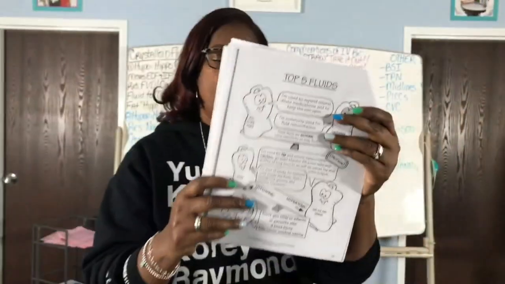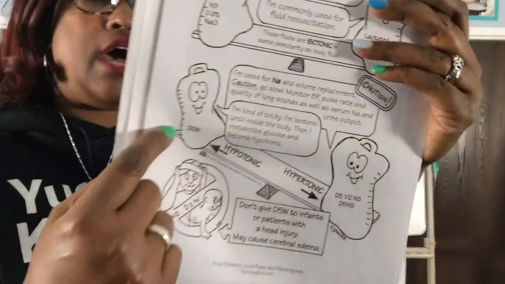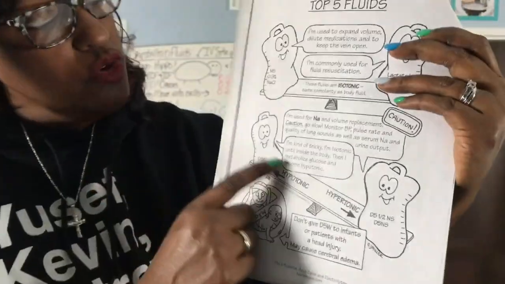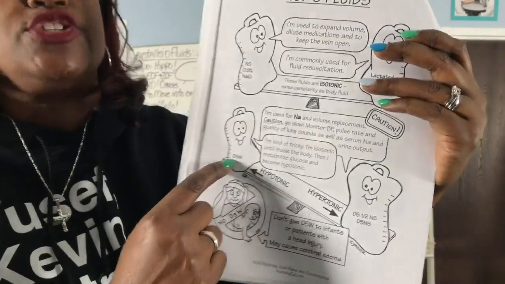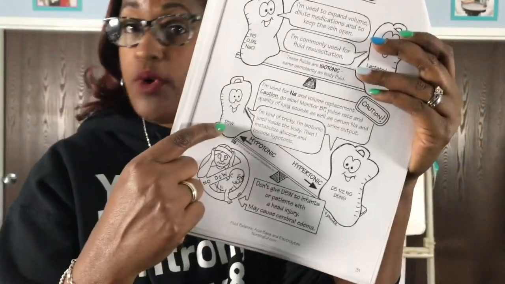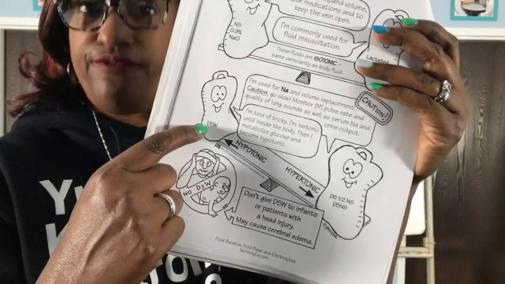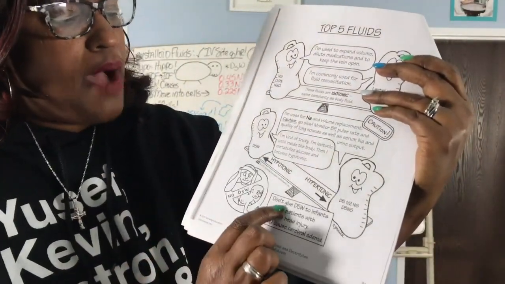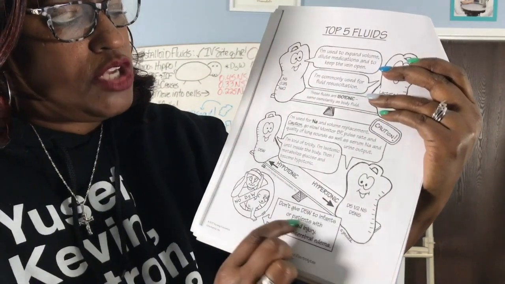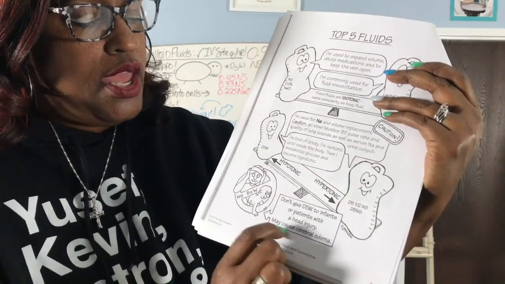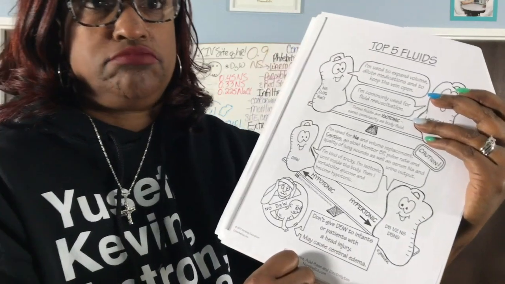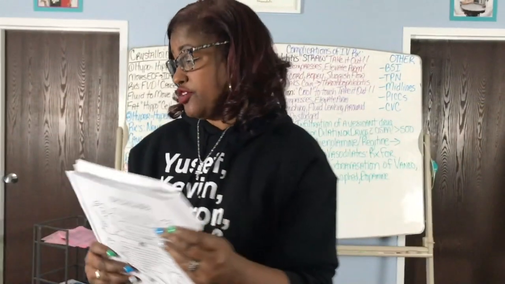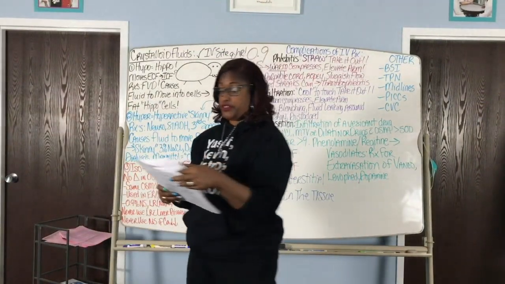Write SIADH, okay? This one then is hypotonic. I don't care that you know this at all. I just want you to remember to put your 0.225, 0.33, and 0.45. And remember hippopotamus, okay? Then down at the bottom, it says, don't give D5W to infants or patients with a head injury. It may cause cerebral edema. Yeah, because you're going to push fluid into that cell and make it super fat, and that would be ridiculous.